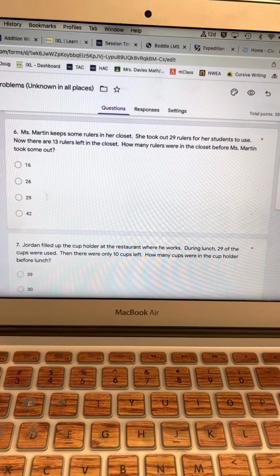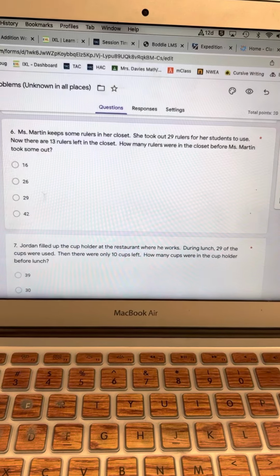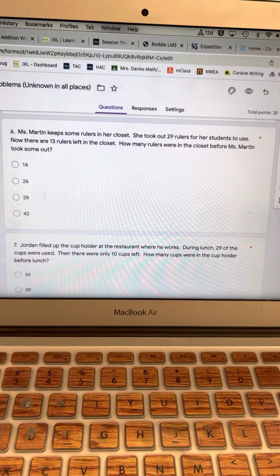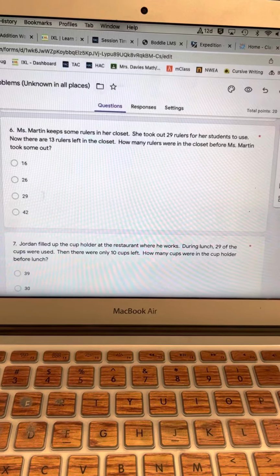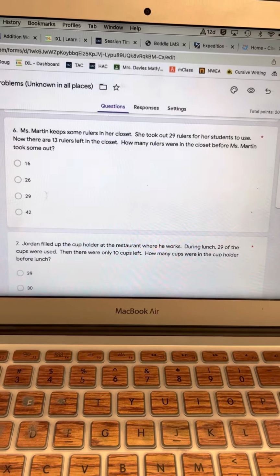Number 6, Miss Martin keeps some rulers in her closet. She took out 29 rulers for her students to use. Now there are 13 rulers left in the closet. How many rulers were in the closet before Miss Martin took some out?